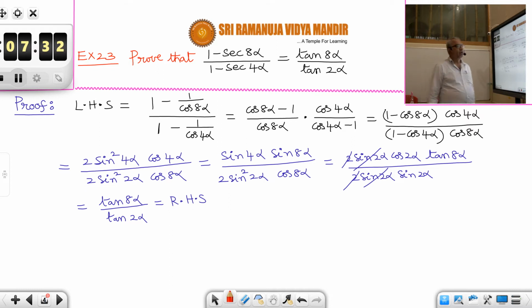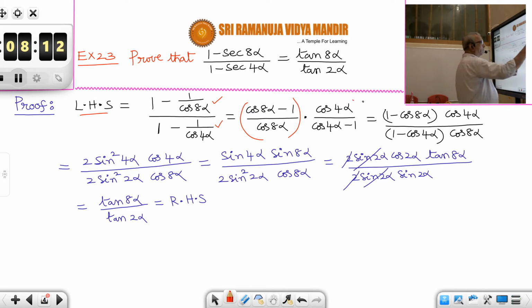Prove that 1 minus secant 8 alpha by 1 minus secant 4 alpha is equal to tan 8 alpha by tan 2 alpha. So let us take the left hand side. Secant, I will write it as 1 by cos. So 1 minus 1 by cos 8 alpha. Similarly, in the denominator 1 minus 1 by cos 4 alpha. So take LCM. Numerator will become cos 8 alpha minus 1 by cos 8 alpha. So that is the numerator. Denominator cos 4 alpha minus 1 by cos 4 alpha.